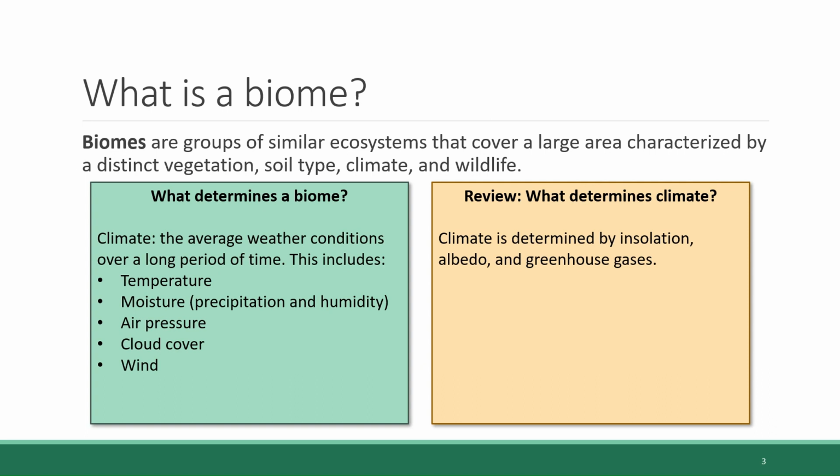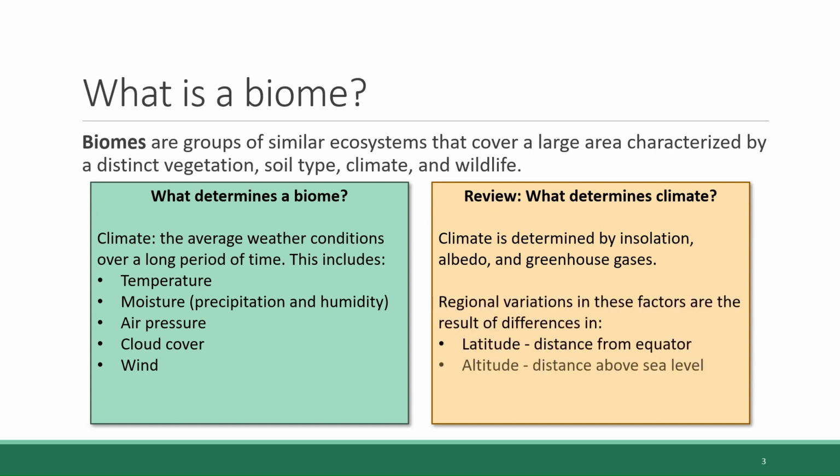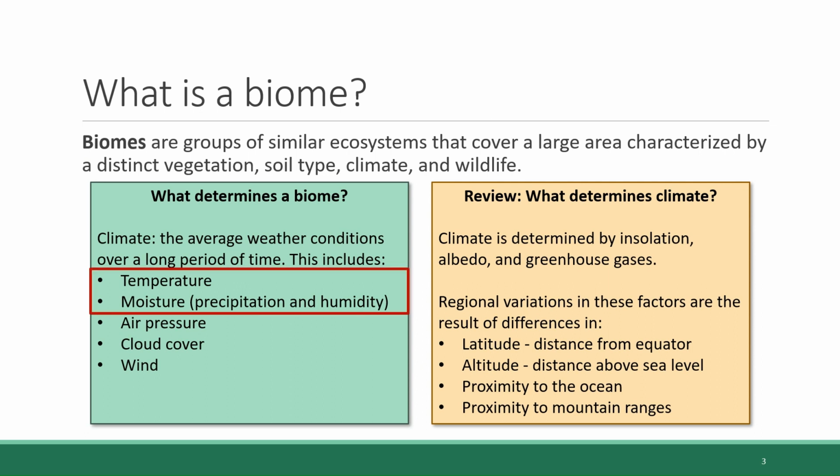So, when different biomes have different climates, that means that these regions have variations in these three factors, namely insolation and albedo. And those variations are brought about by the latitude of the region, meaning its distance from the equator, the altitude of the region, meaning its distance above sea level, and a couple other factors play in as well, including proximity to the ocean and proximity relative to mountain ranges. Out of the different aspects of climate that determine a biome, temperature and moisture are the two predominant ones. So, we're going to talk in more detail about these two and the patterns that we see in temperature and moisture levels across the biomes of the world.